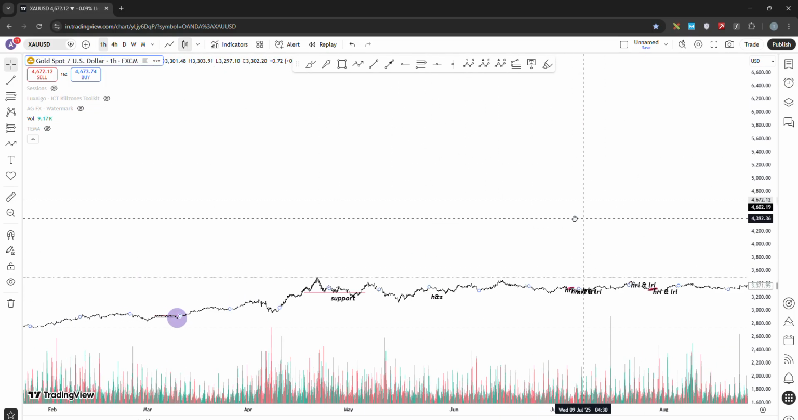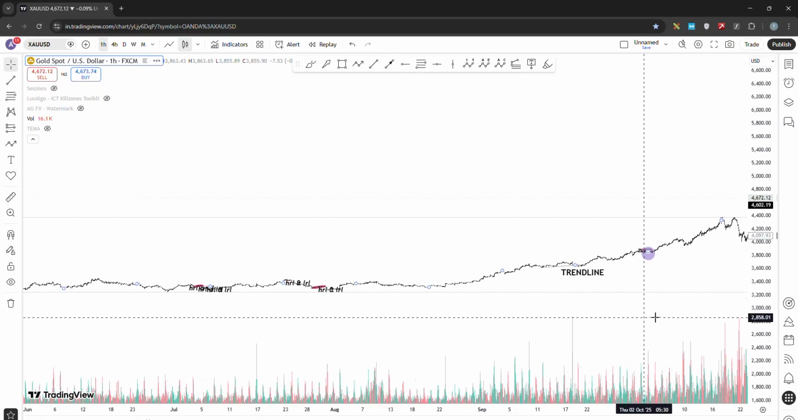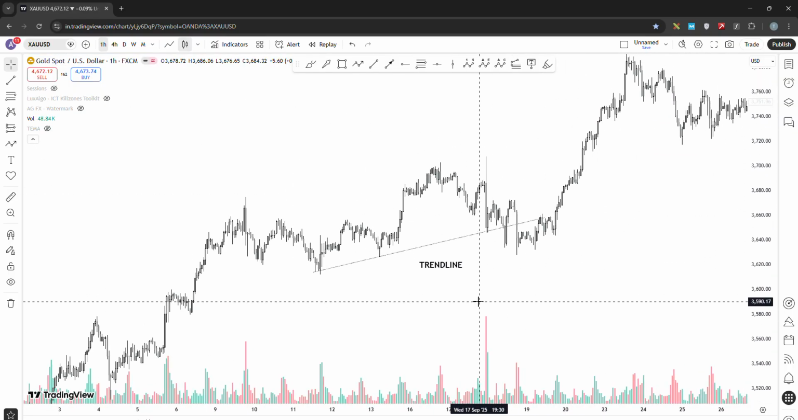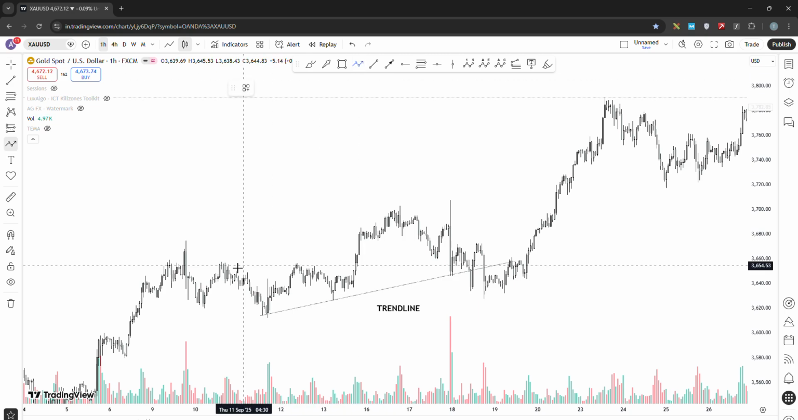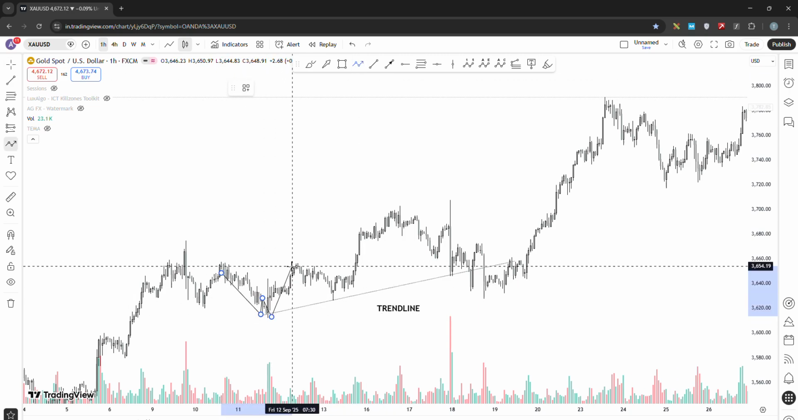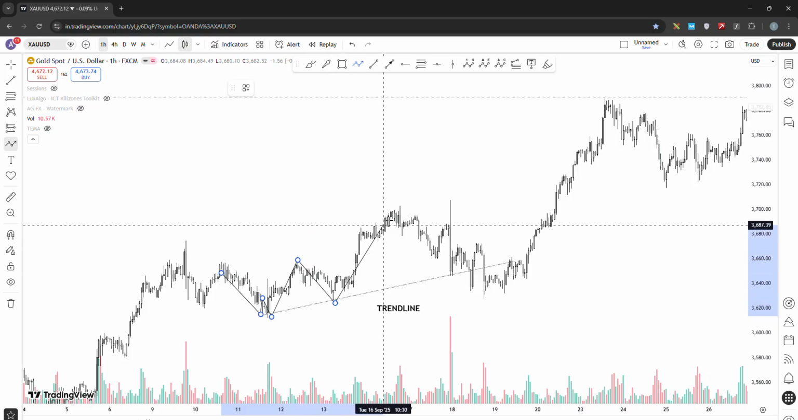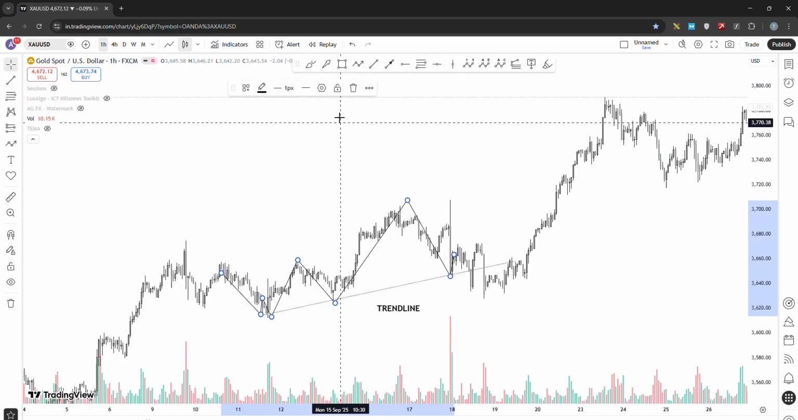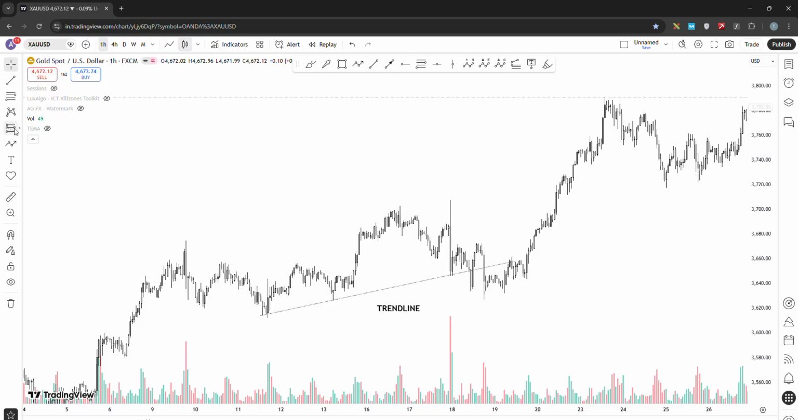Let me show you some example over here. Okay, so you have got an example here. You can see we had a trend line which has been tested multiple times. First here, there was a good reaction initially. Second here, again good reaction. Third time here, massive reaction. Fourth time here, and again there was a reaction, a strong green candle closing as well.